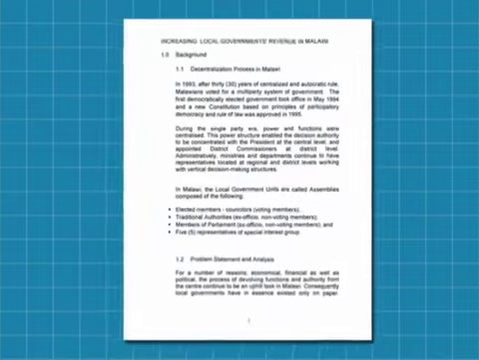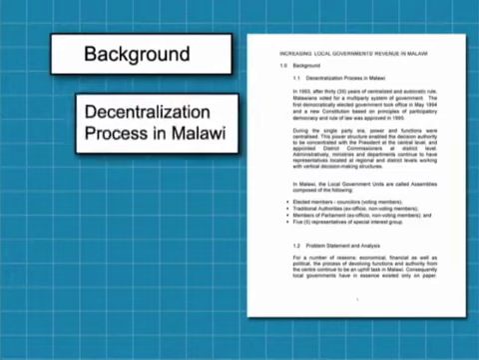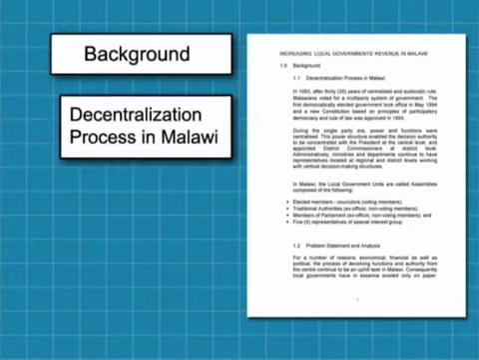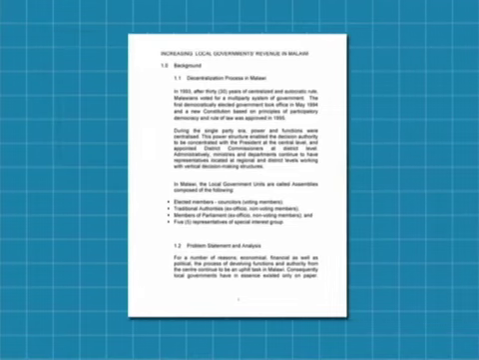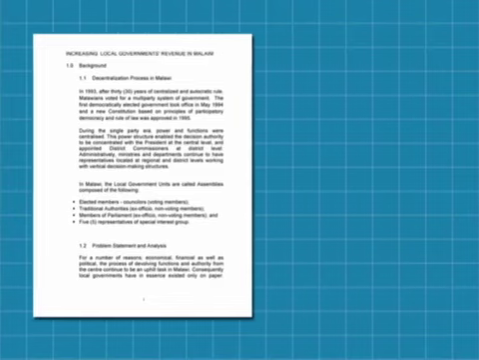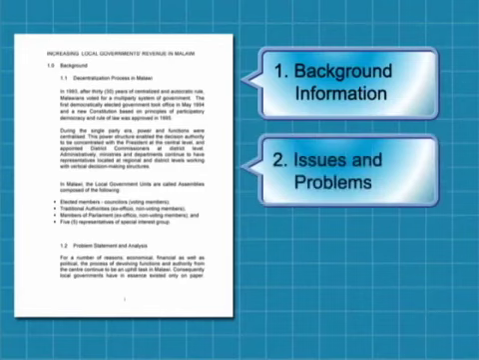Here's the title, then comes background. Background is made up with the decentralization process in Malawi and the problem statement and analysis. This means it contains some information necessary for the action plan, which are 1. Background information such as sector, region, and organization, and 2. Their issues and problems.